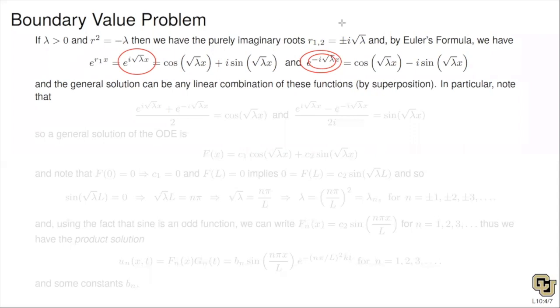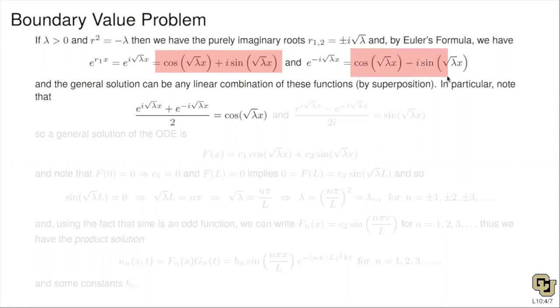And now, let's find two other linearly independent vectors in the solution space. So here's more vector space theory. Because the solution space is a vector space, any linear combination of solutions is again a solution. So what I'm going to do is add this solution, e to the i square root lambda x, to the other solution, e to the minus i square root lambda x. I'm going to add the Euler's formula versions together.